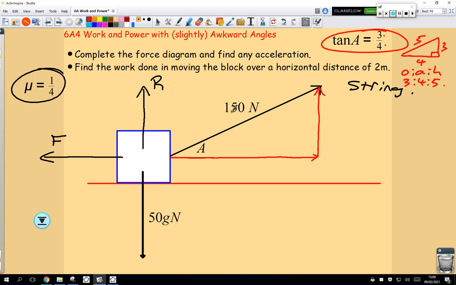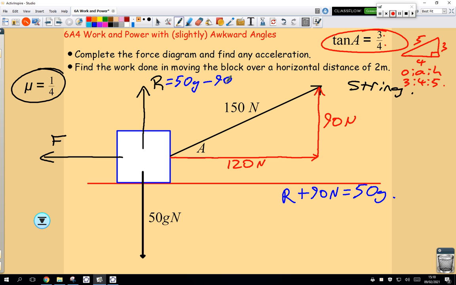So this 150, well, that's 5/30ths. So the opposite is going to be 3/30ths, has to be 90 newtons. The adjacent is going to be 4/30ths, has to be 120 newtons. Okay, so there's a lifting force there of 90 newtons, which tells me, well, let me say it this way, R plus that 90, those are my up forces, have to equal my down force, which is 50 g. So R is going to be equal to 50 g, subtract 90.